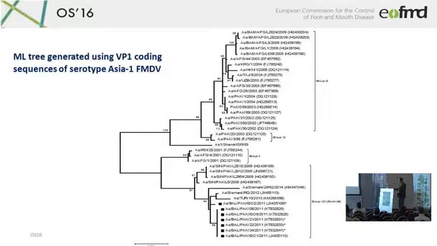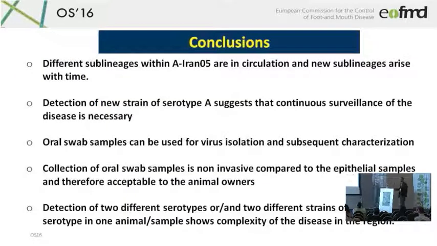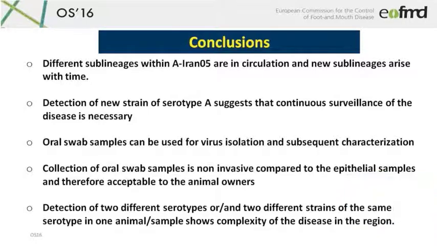So the viruses belonging to Asia 1 belong to this sublineage group. In conclusion, different sublineages within A105 are in circulation, and new sublineages arise with time. Our previous study suggests that it takes 3 years for the serotype A105 lineage to give rise to a new sublineage. And detection of new strains of serotype A suggests that continuous surveillance of the disease is necessary for the area.